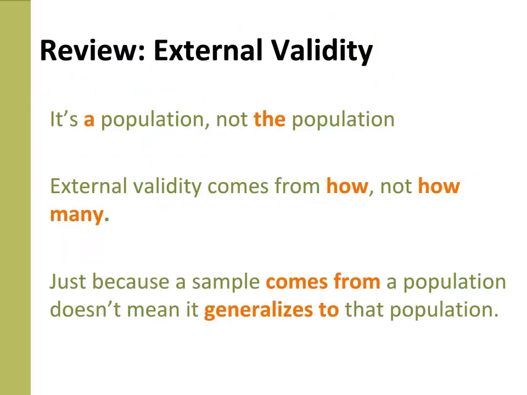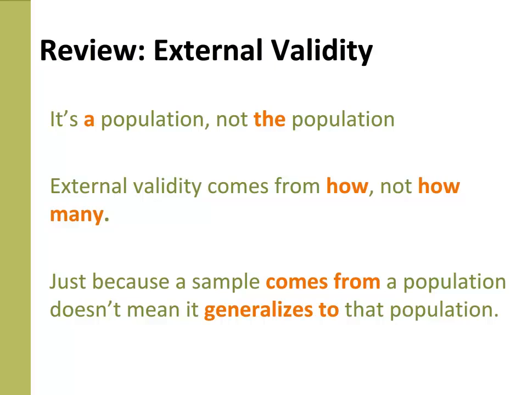A couple of things to remember as you are considering the external validity of a study. First of all, it's a population, not the population. So there's not one population that every study is trying to generalize to. The researcher will define who they'd like to generalize to, and then that becomes their population of interest. So there are a lot of different populations depending on what research you're looking at, and these will change by article, by psychology subfield, all of those different kinds of things. There are many populations that we're interested in. So it's one thing to keep in mind.